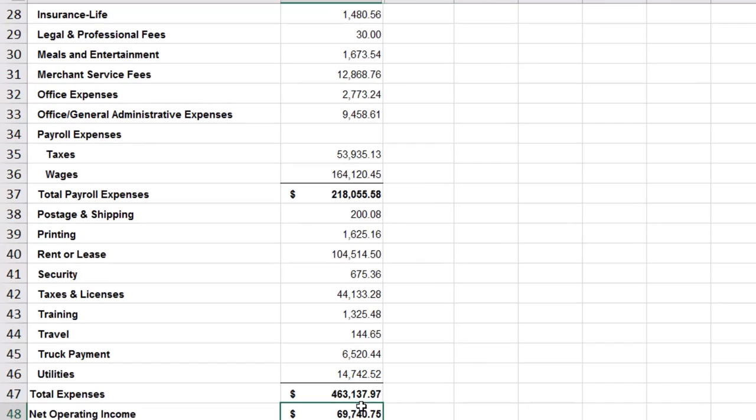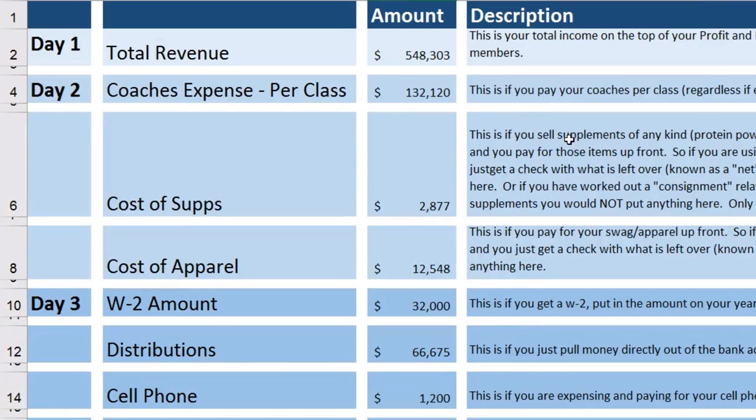To start understanding my operating expense number, I'm going to come down here to total expenses, which is $463,138. This becomes my starting number for figuring out operating expenses. Now what I want to do is make sure I don't double count any other number that we've already talked about. Meaning if I've already entered it into a previous day, I want to take it out of my total expense number. So let's go to our worksheet, and the easiest way to do this is to be systematic.